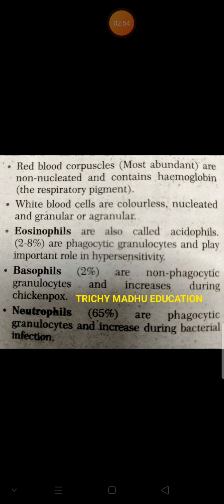So the composition of blood is that there are red blood corpuscles, white blood corpuscles, eosinophils, basophils, neutrophils. Platelets are also there. Red blood corpuscles are most abundant, non-nucleated, and contain hemoglobin. White blood cells are colorless, nucleated, and granular or agranular.